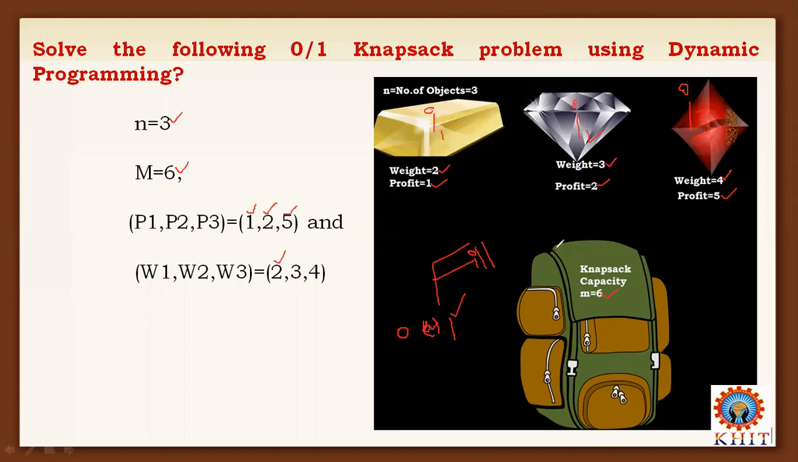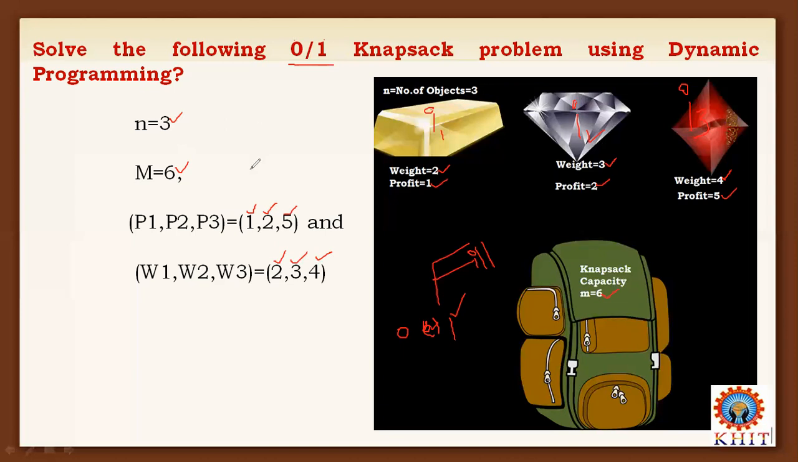If you want to place an item, you can place the complete item or not place the item. There is no way to fill the knapsack with a fractional item or break the item into pieces. So this is the condition in 0/1 knapsack: 0 means no item is selected, 1 means the complete item is selected. So weights are given, profits are given, knapsack capacity is given, and the number of objects is given.